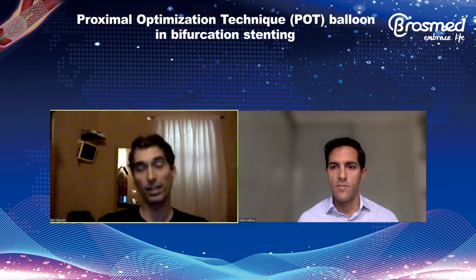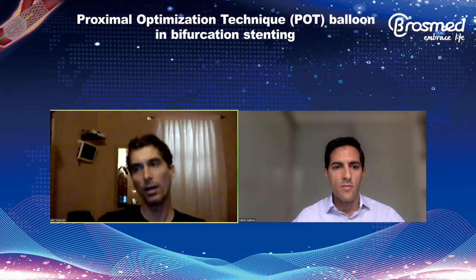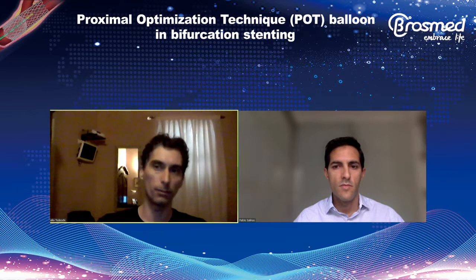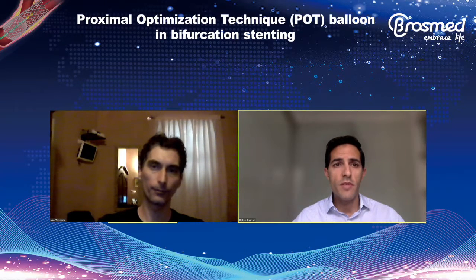But if we have a side branch with a big diameter, with a big territory in terms of perfusion, I prefer to always perform kissing balloon, and after kissing balloon, re-POT. Okay, so keep it open for small branches, that will be the message.